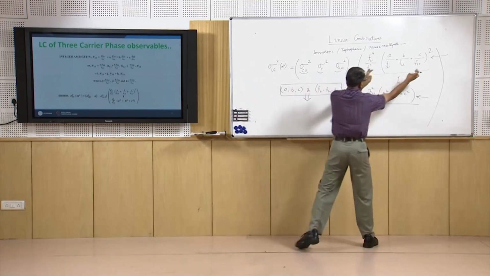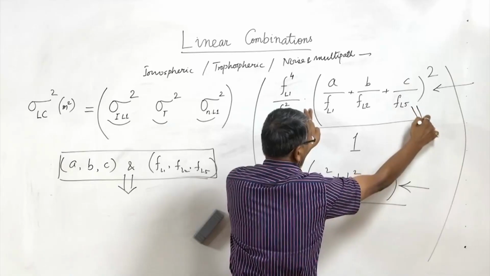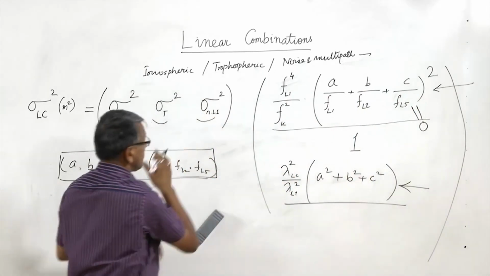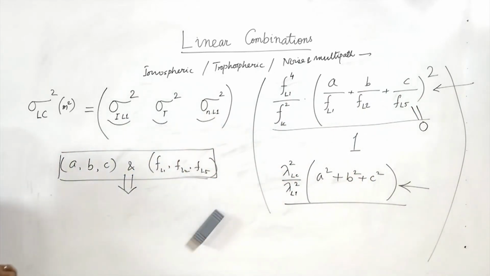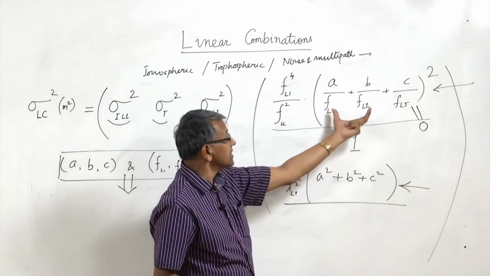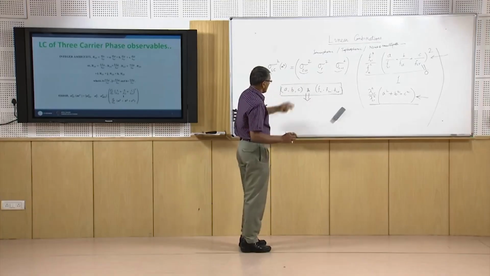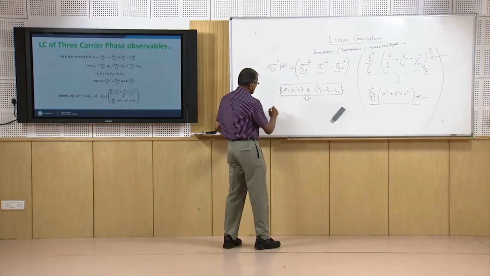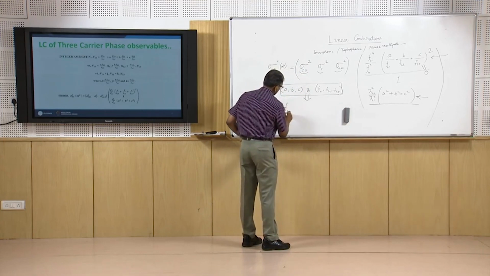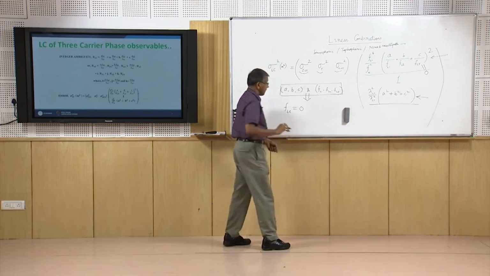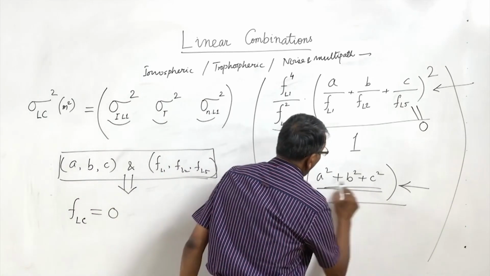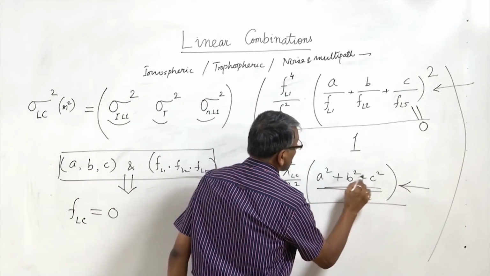Now if we can make this 0, then this multiplied by this will be 0, so our ionospheric error will be 0. So the condition for the ionospheric error to be nullified is to make this 0. And to nullify the tropospheric error, we have to make this equal to 0. Similarly, now you can see here all these parameters, a square plus b square plus c square.